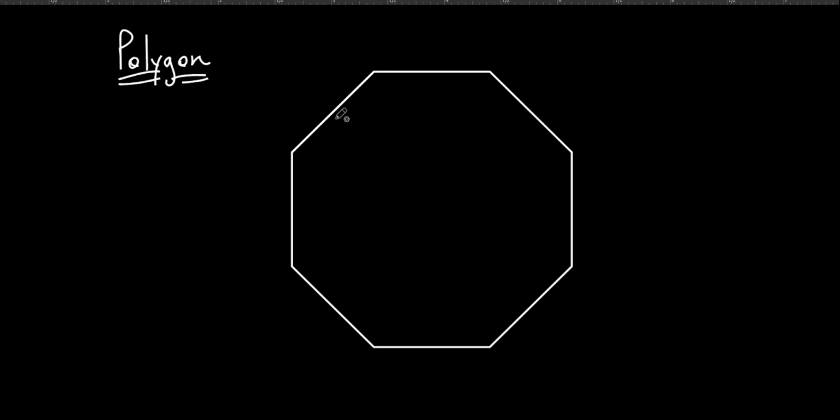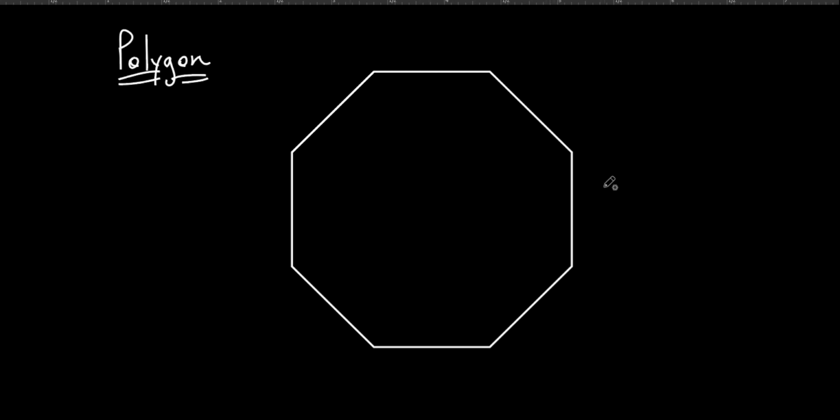All right. So basically it's a closed figure. It's got to be closed. There can't be any gaps. Like this line segment can't come up here and it can't come up here and not touch. They've got to all touch. It's got to be closed. So it's a closed figure that consists only of segments.